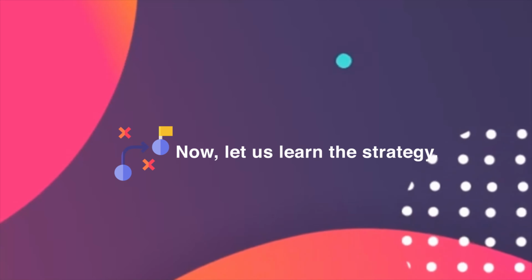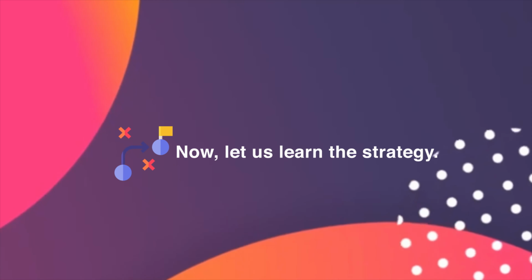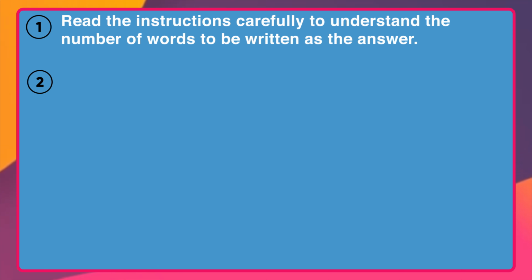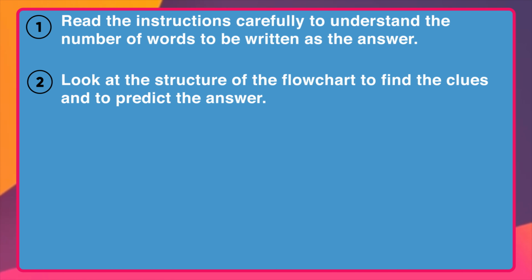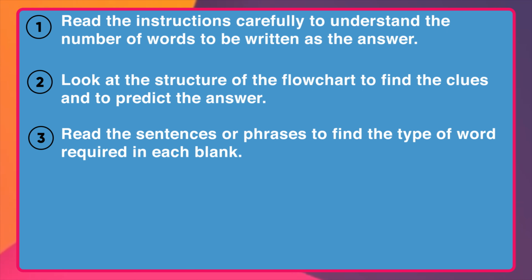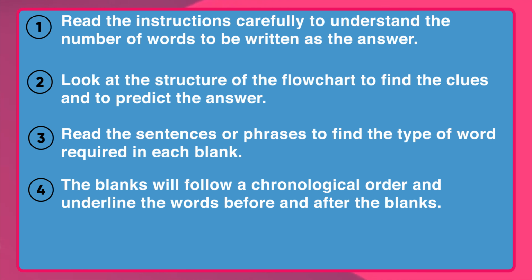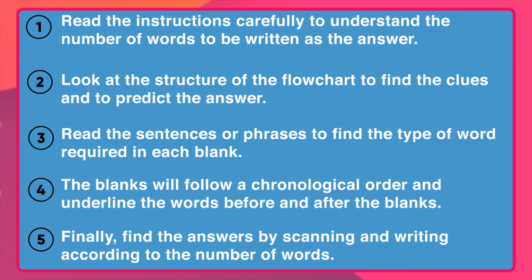It is the basic 5-step strategy which is very easy to be understood. Number one, read the instructions carefully to understand the number of words to be written as the answer. Number two, look at the structure of the flowchart to find the clues and to predict the answer. Number three, read the sentences or phrases to find the type of word required in each blank. Number four, the blanks will follow a chronological order, and underline the words before and after the blanks. Finally, find the answers by scanning and writing according to the number of words.